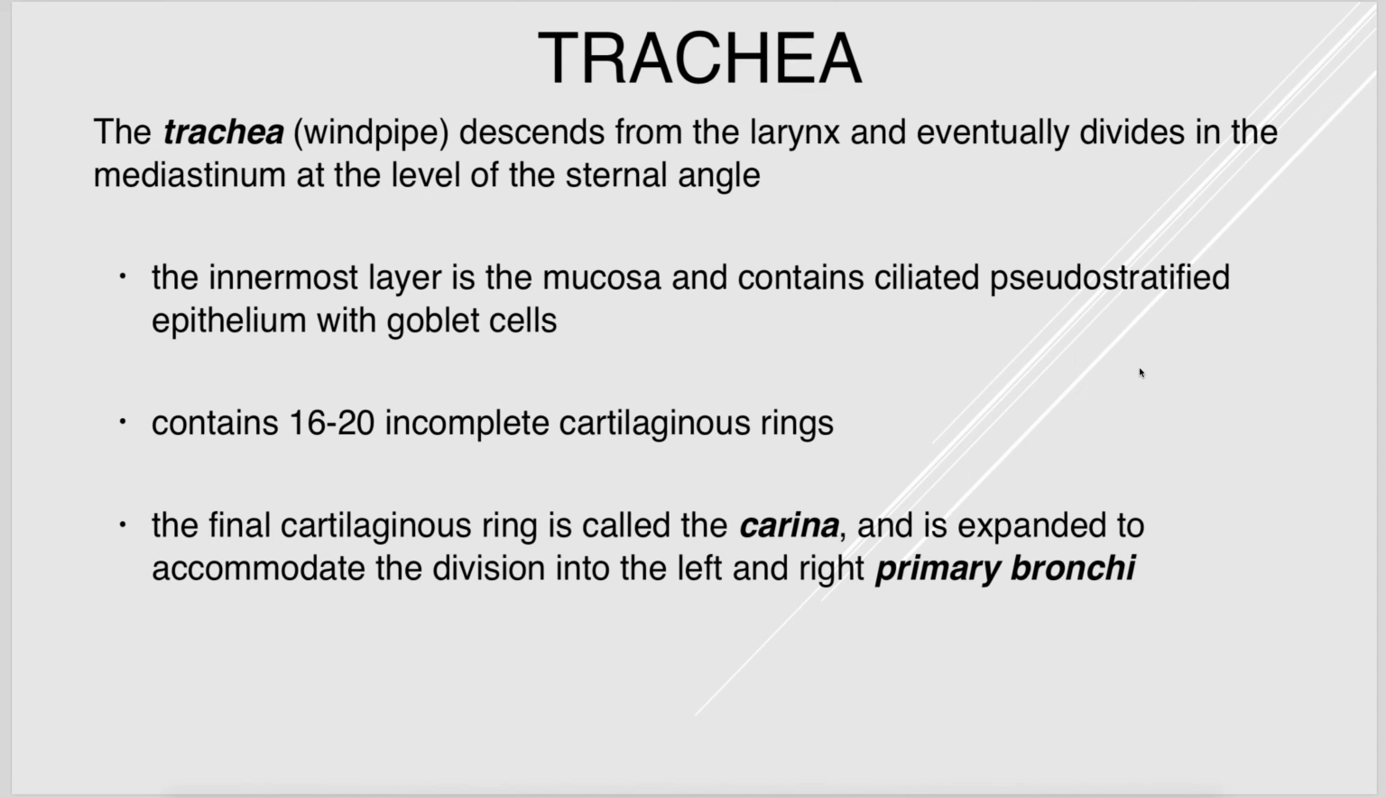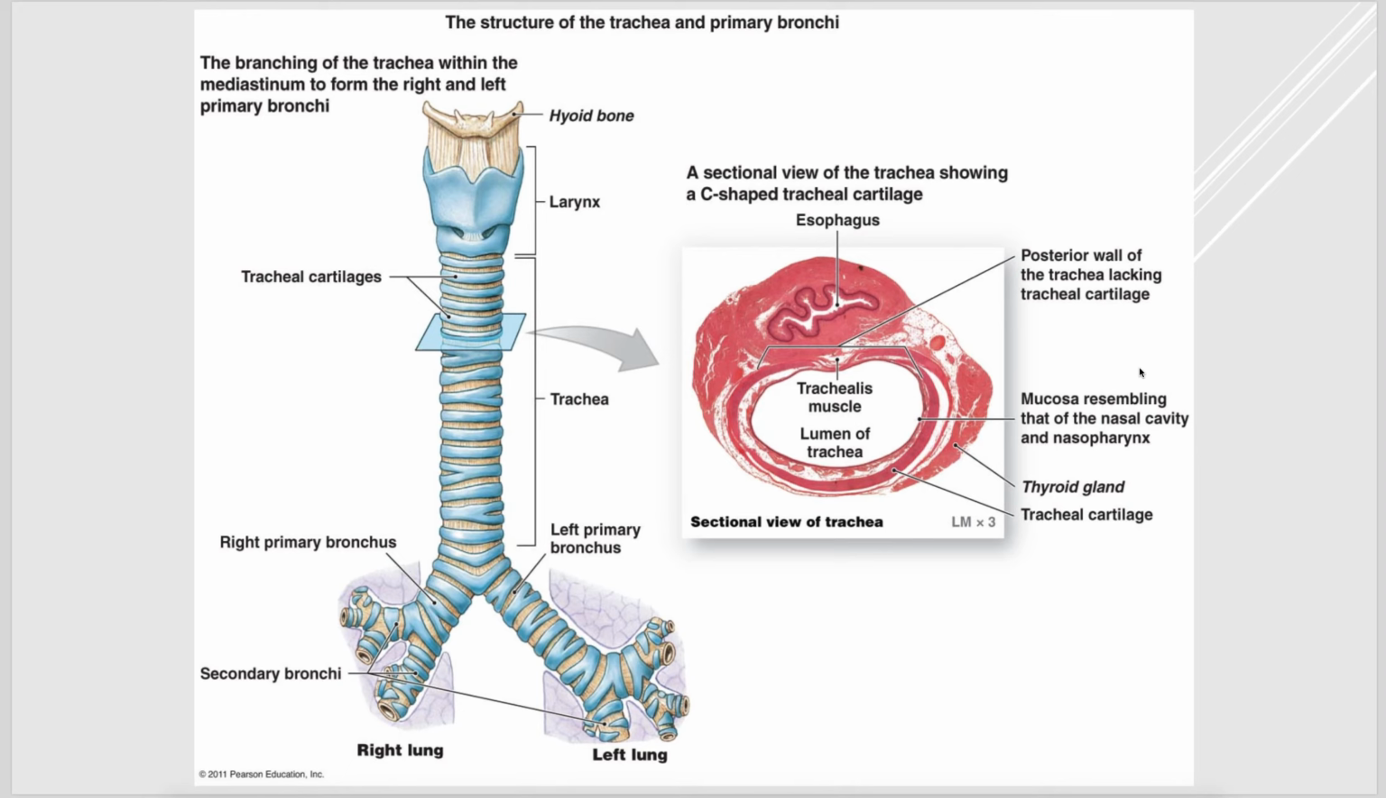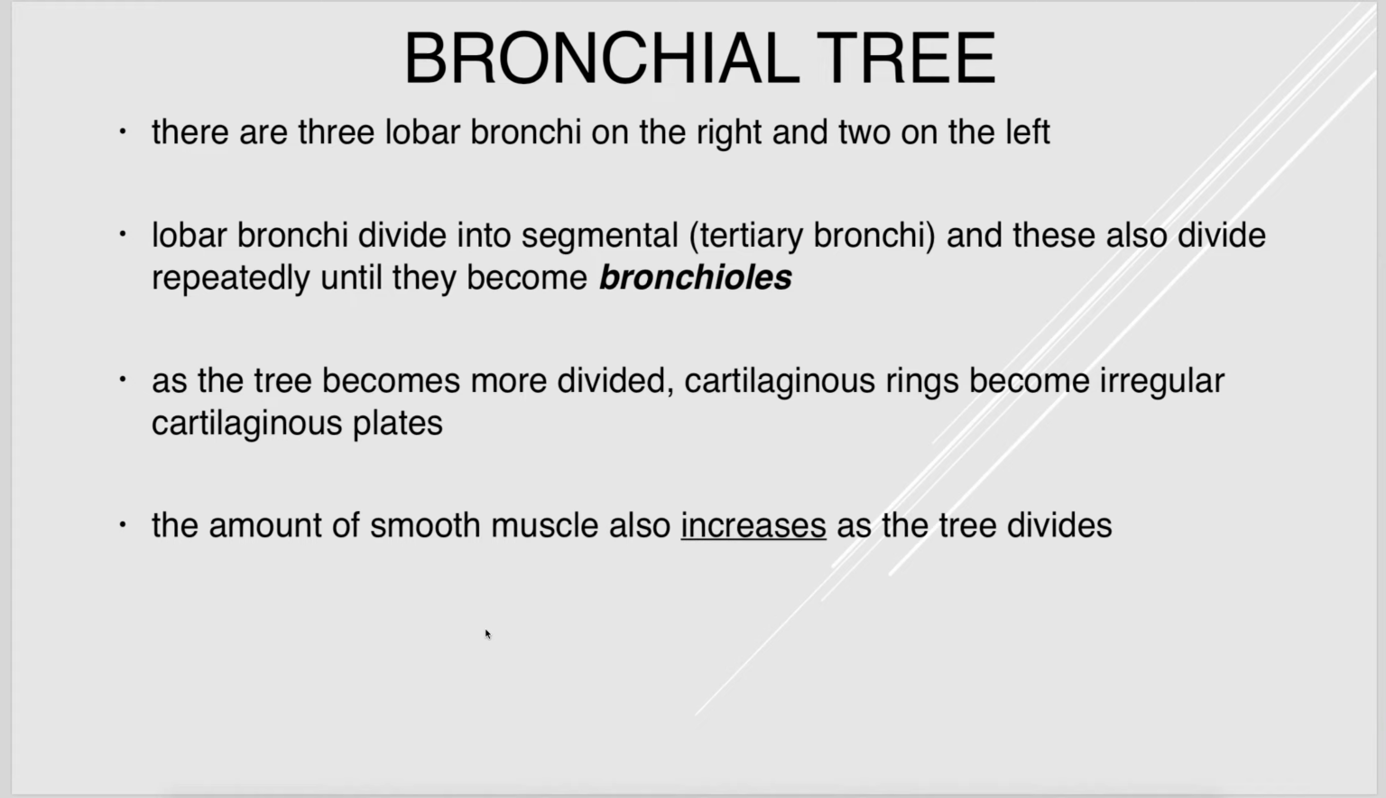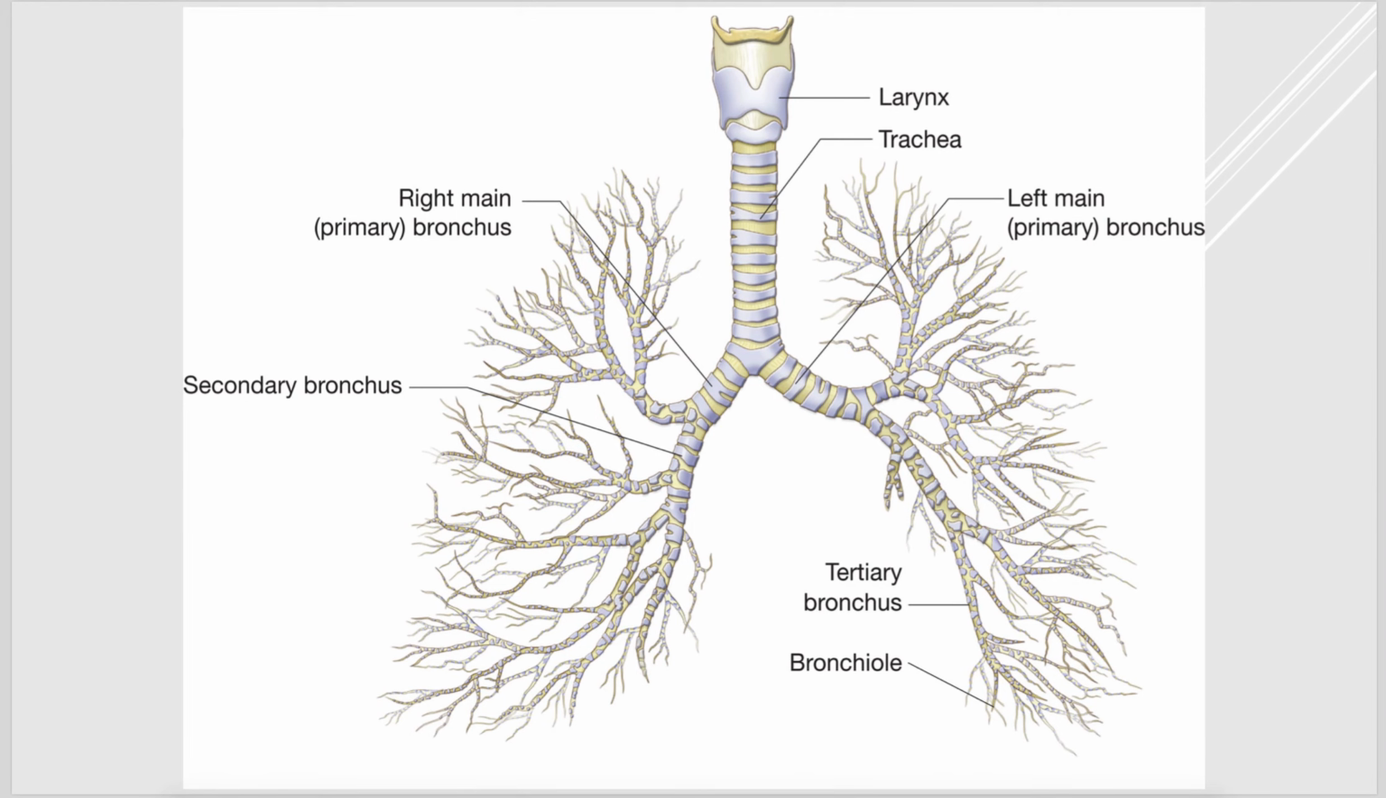I talked about the last cartilaginous ring, which is the carina, which is this structure here. And basically it's shaped this way because it allows the trachea to essentially split into the left and right primary bronchi. So the bronchial tree, I'm just going to go to this picture. So the bronchial tree starts with the primary bronchi.